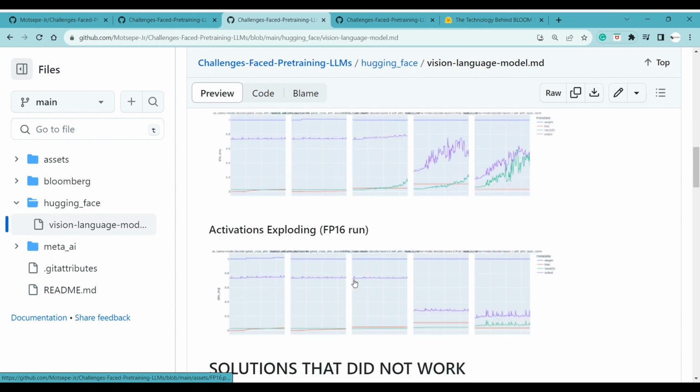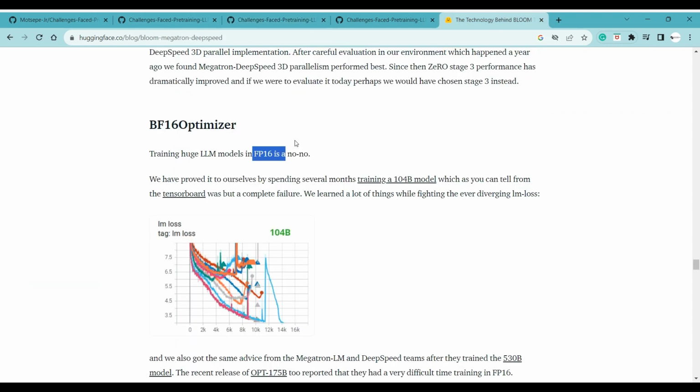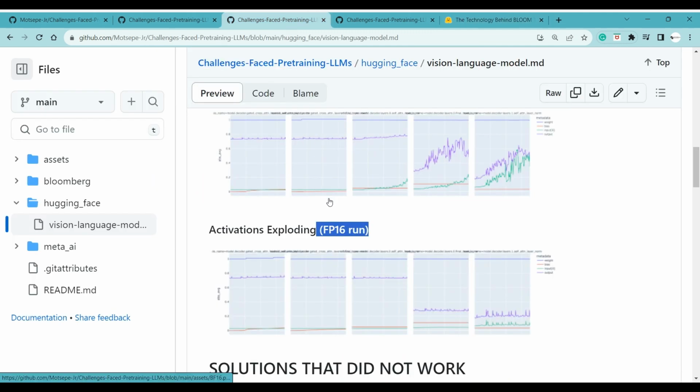So it was quite interesting to see that FP16 did run. Even Tas says the same thing, in the blog he wrote, the Blue Megatron DeepSpeed blog. He also mentioned that FP16 was a no-no, so that's why I was surprised that in this case it actually stabilized training. This shows us that we try different things at different labs and have different outcomes, and certain things that work for someone might not work for somebody else.